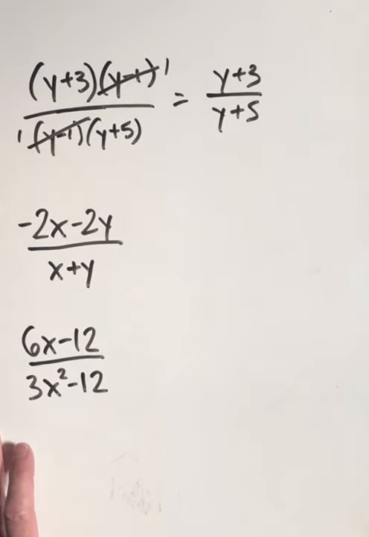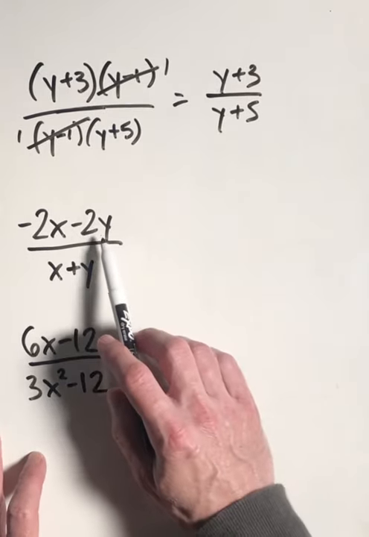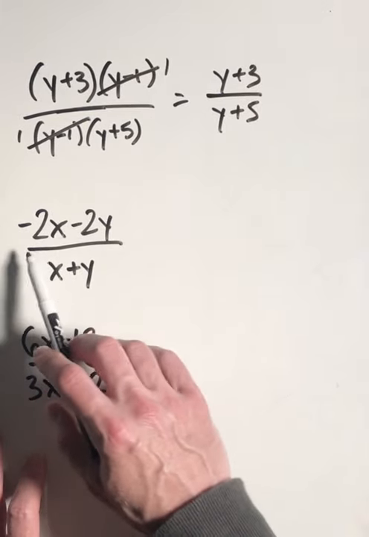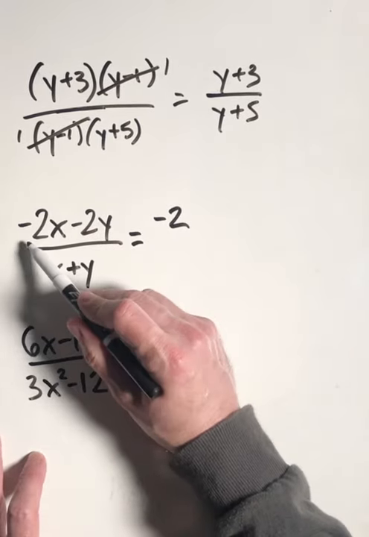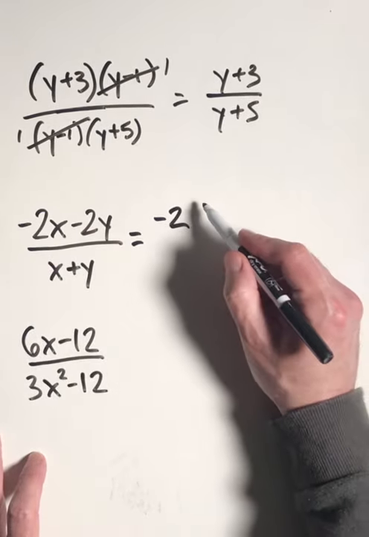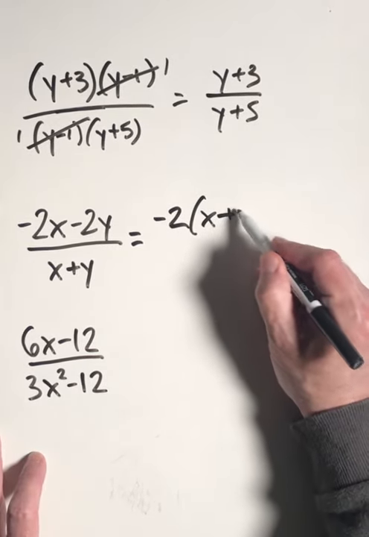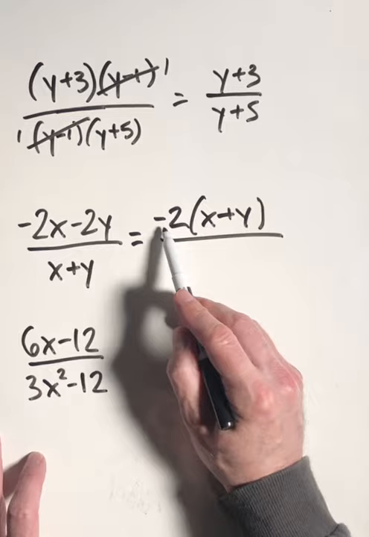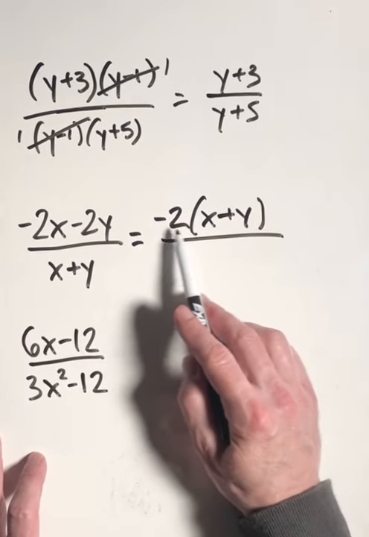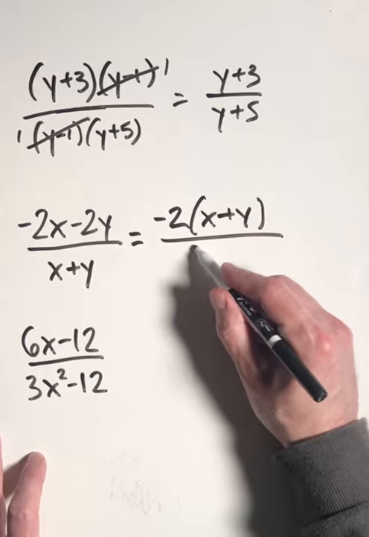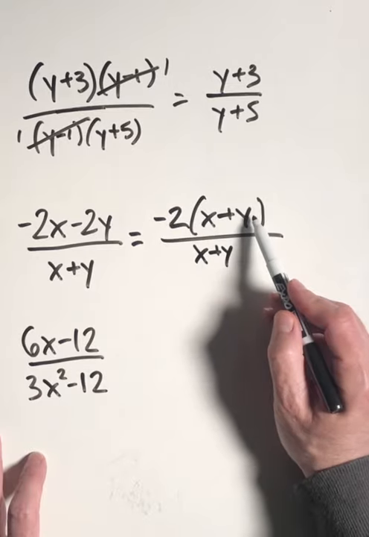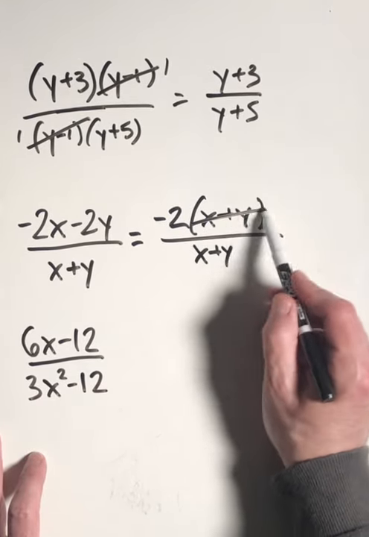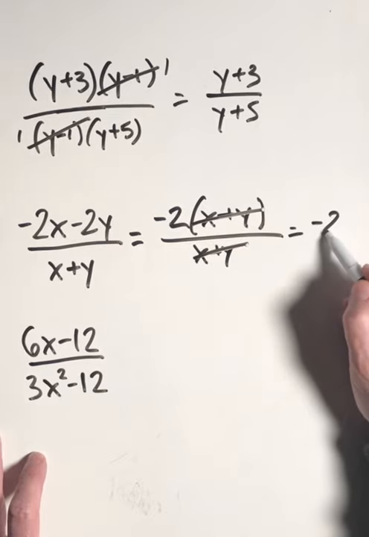Here we have to do the same thing, and that is to cancel like factors, but I don't see any factors here. But I do see a factor of 2 or negative 2 that is repeated, so I want to factor that out and see what that does. Since negative 2 goes into both negative 2x and negative 2y, I can factor it out, and my numerator is actually negative 2 times x plus y, and my denominator is x plus y. And now, since I have an x plus y in the numerator and an x plus y in the denominator, I can cancel those, and then this would leave me with just negative 2.